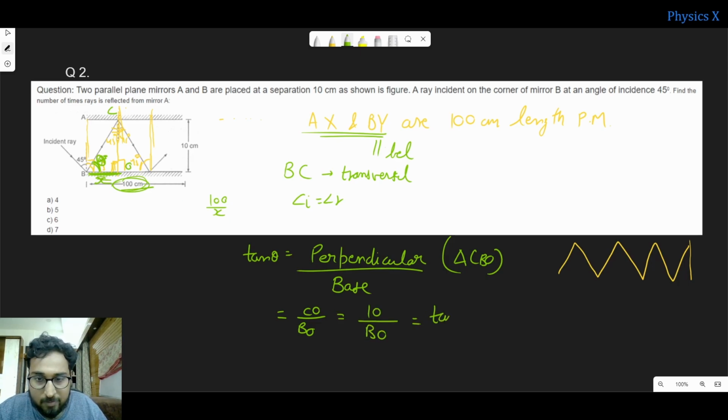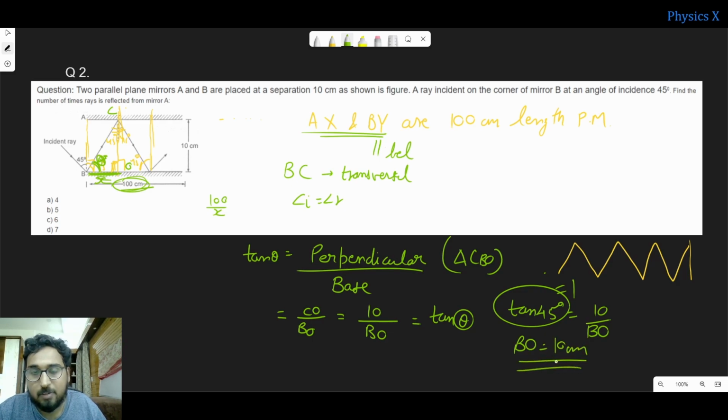And this is tan theta. So theta is 45 degrees, and 10 by BO. We know tan 45 degrees is equal to 1. So BO we will get as 10. So what we are getting, x, this distance is 10 centimeters. That means at every 10 centimeters the reflection will be going on. And half of this reflection will be from each mirror.